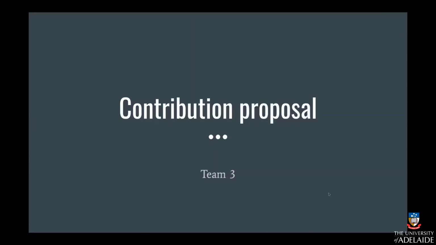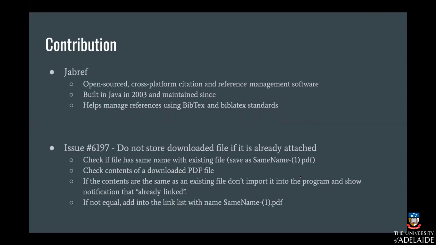Okay, so our team is doing the JabRef project. So this is an open source project that's cross-platform citation and reference management software. So it helps managers manage references using BibTeX and BibLaTeX standards. And it was built in Java in 2003, and it's maintained ever since. So our issue that we're doing is 6197. It's do not store downloaded file if it's already attached.